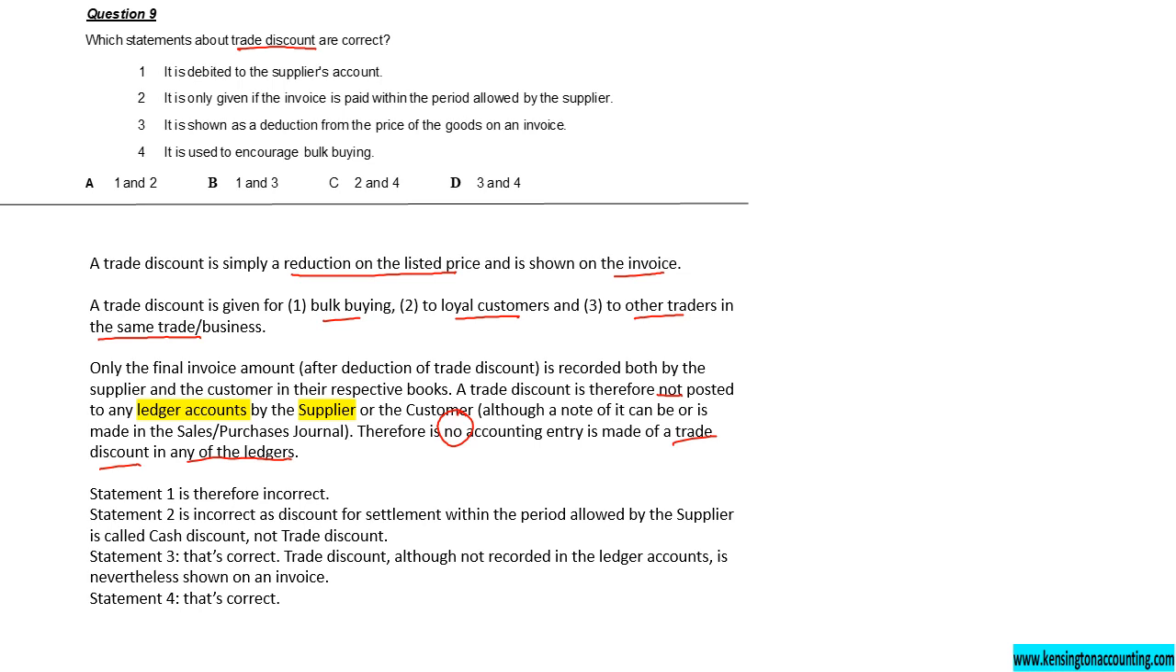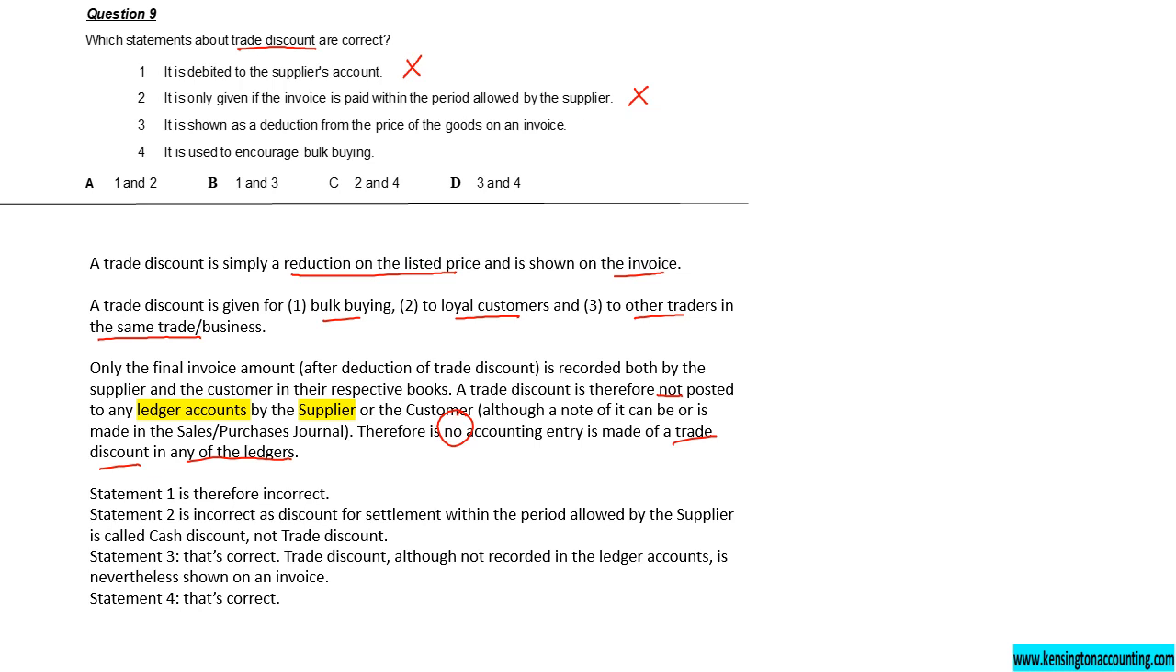Now let's look at the possible solutions. Item number 1 talks about being debited to the supplier's account. That's wrong. No entry is made in any ledger account whatsoever. Number 2, if the invoice is paid within the period allowed by the supplier, here it is referring to a cash discount, not a trade discount. Therefore, that's wrong. Number 3, it is shown as a deduction from the price of the goods on an invoice. Yes, it is a deduction from the listed price, and it is shown on the invoice.